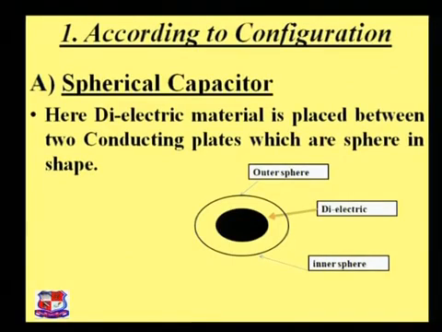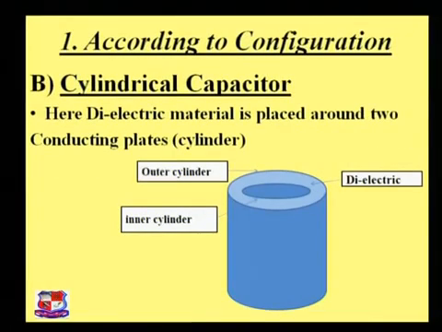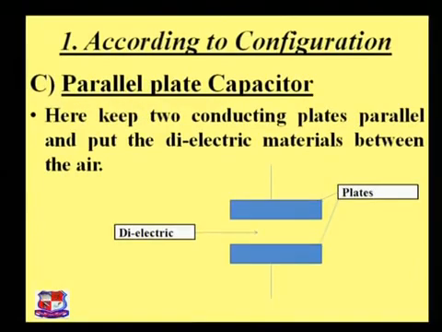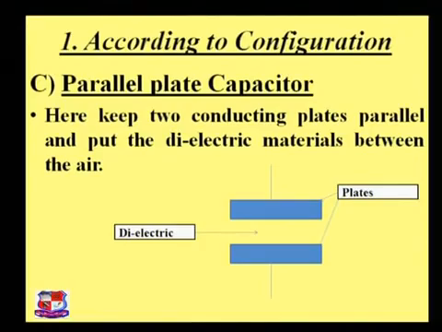According to the configuration, capacitors can be divided into spherical, cylindrical and parallel plate. If you make the conducting plates spherical, it is known as a spherical capacitor. If you make the conducting plates cylindrical, it is known as a cylindrical capacitor, and in all such capacitors a dielectric material is used between them. Lastly, in a parallel plate capacitor, the two conducting plates are separated by a distance d.